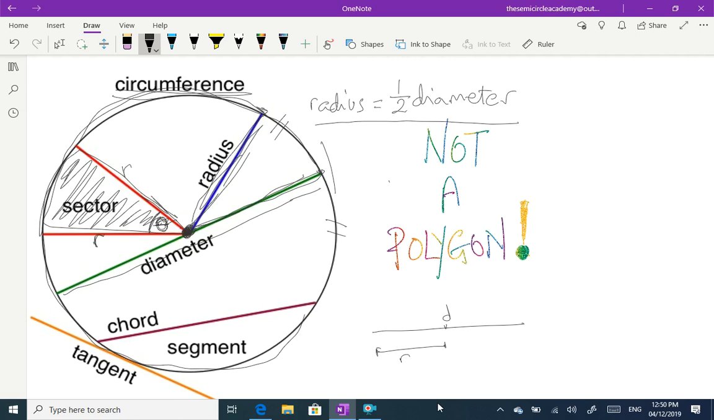Now, one other thing to consider in a circle is that we basically have one angle, and that is the angle at the center. And if we start here and we go all the way around, the angle at the center of a circle is 360 degrees. And that is actually super, super important to remember.